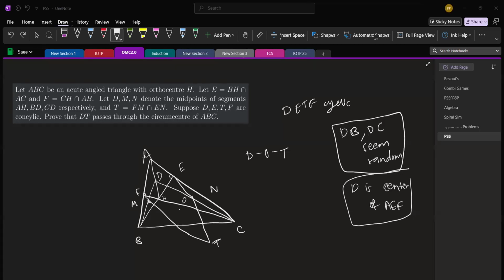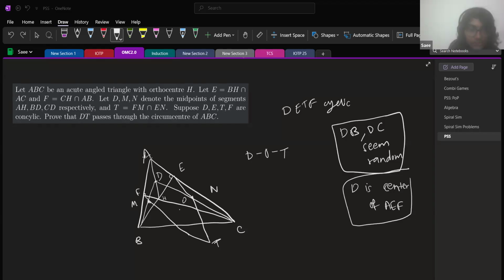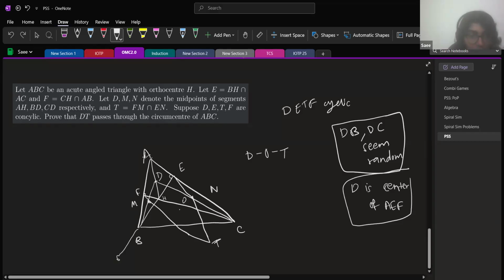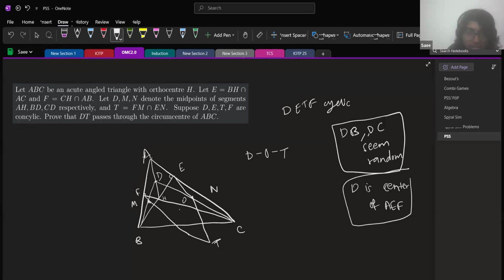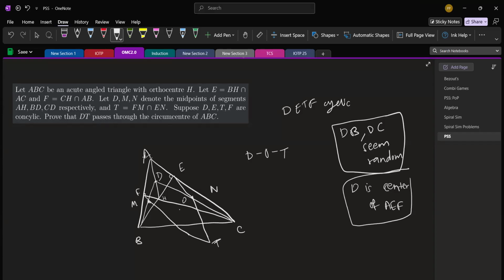What if we take a homothety at H of factor 2? Interesting. But then HB will go to some weird thing. Actually we only want DETF. DEF will land somewhere on the circumcircle, right? If you do homothety of 2, all those three points land on the circumcircle. So T also must lie on the circumcircle. Okay, good.